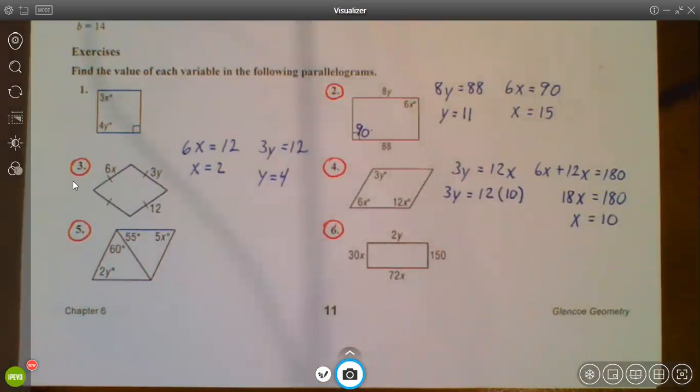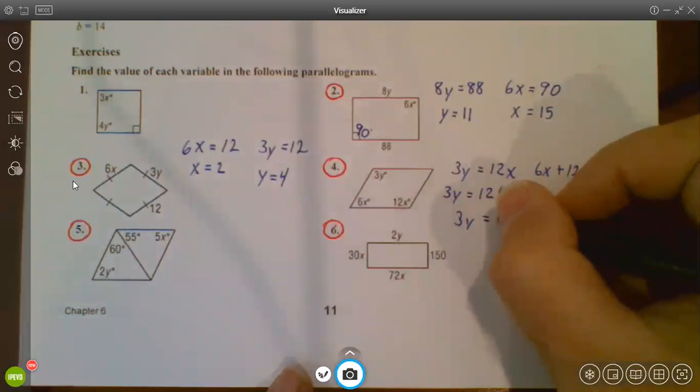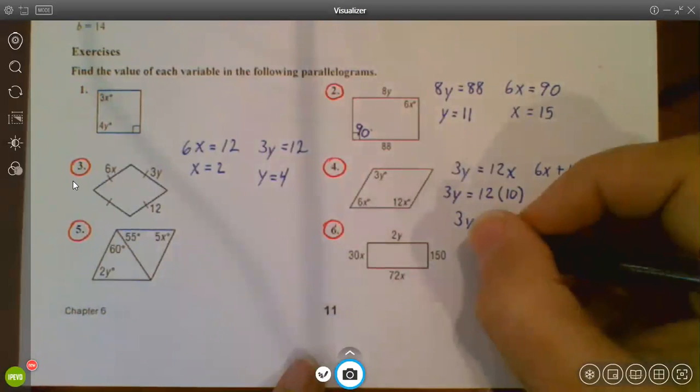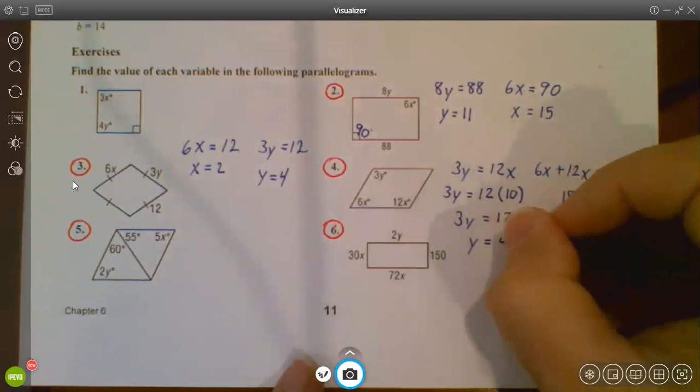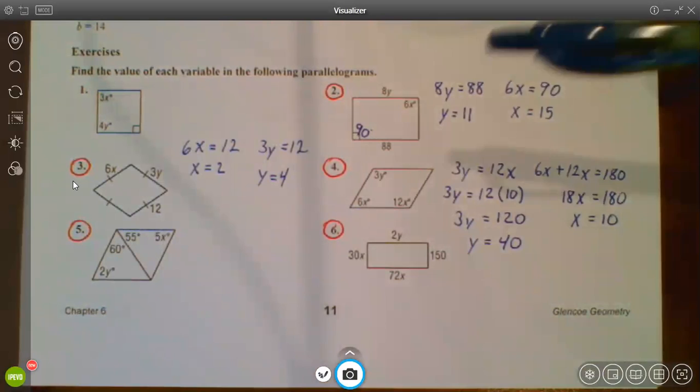And now we have an equation to solve. So if we clean up that right side, we know that 3y is equal to 120. Divide both sides by 3. We figure y is 40. So some of these, the order that you take will matter, right? We really couldn't solve for y first on that one. We needed to know x. Sometimes it matters, sometimes it doesn't.